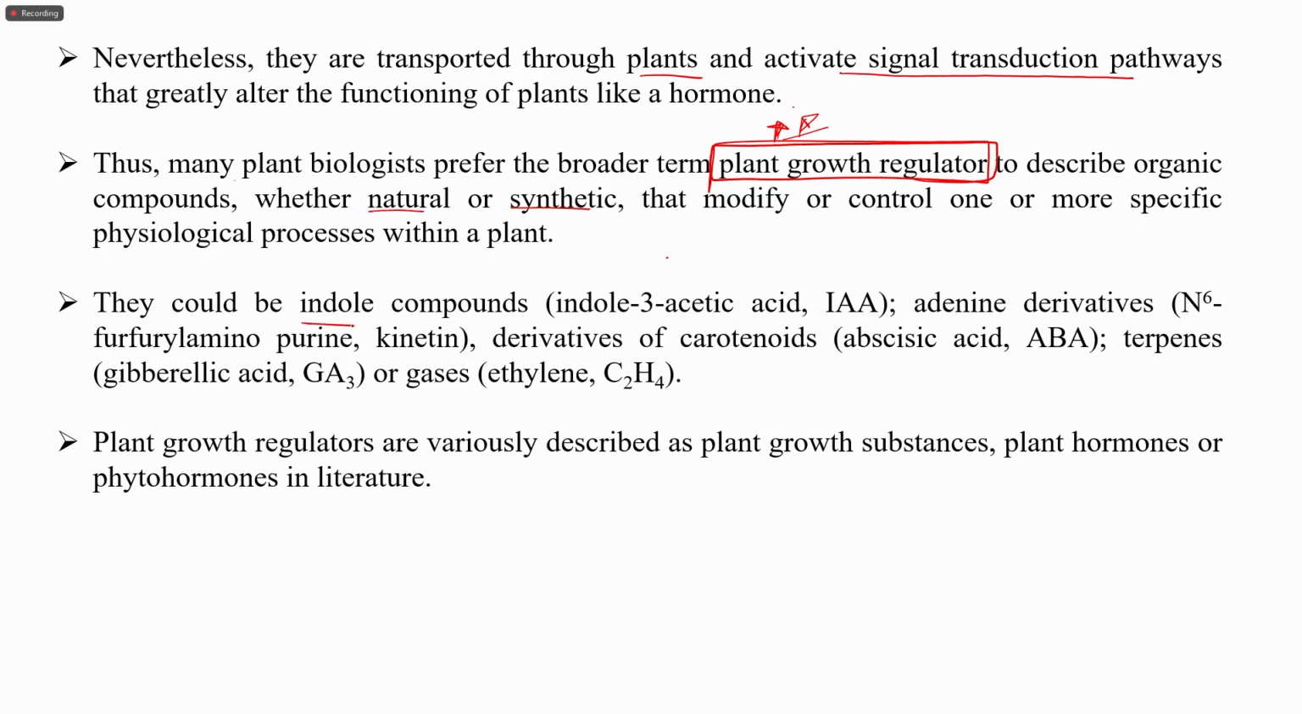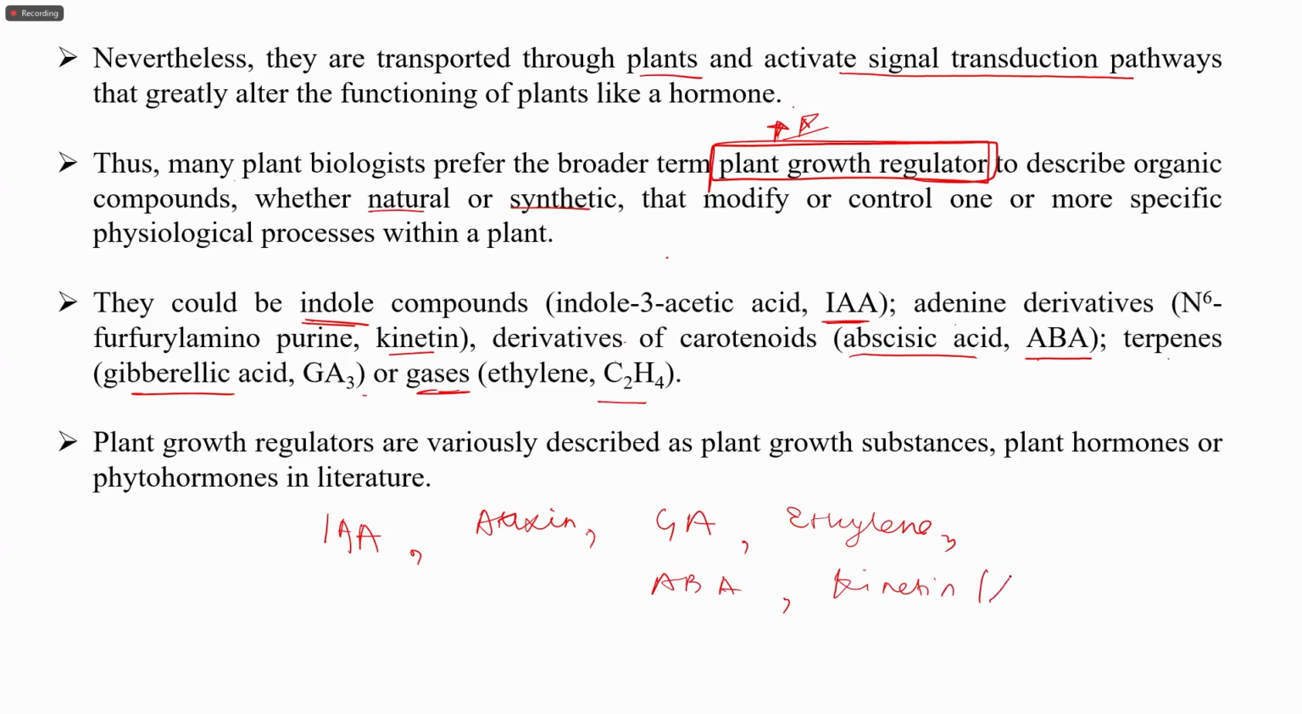There are examples like indole compounds, which is indole-3-acetic acid, IAA; an adenine derivative, N6-furfurylaminopurine, which is kinetin; derivatives of carotenoids, that is abscisic acid, ABA; terpenes, gibberellic acid, GA3; or the gas ethylene. We will mainly learn about these plant hormones: IAA, indole acetic acid, or auxin; gibberellic acid, GA; ethylene; abscisic acid, ABA; and kinetin, which is a type of cytokinin.